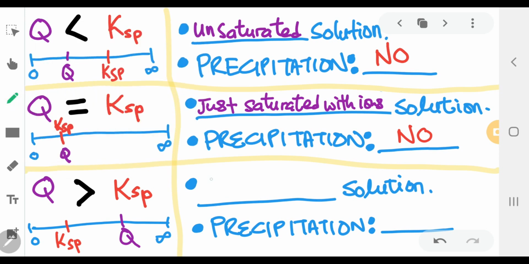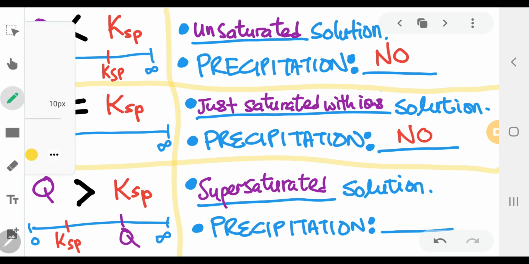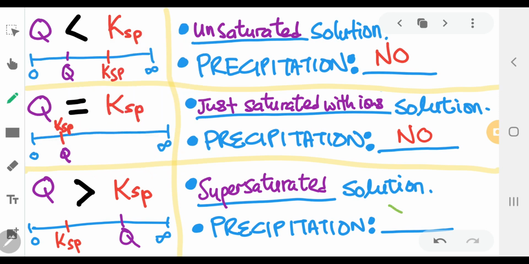Therefore, the solution is called a supersaturated solution. And do we have precipitation? The answer is yes. We have precipitation when the solution is supersaturated. And when do we get a supersaturated solution? When you have Q bigger than Ksp.